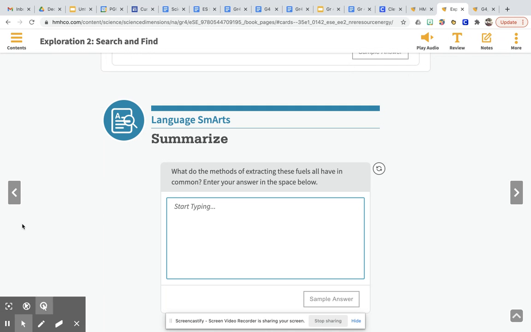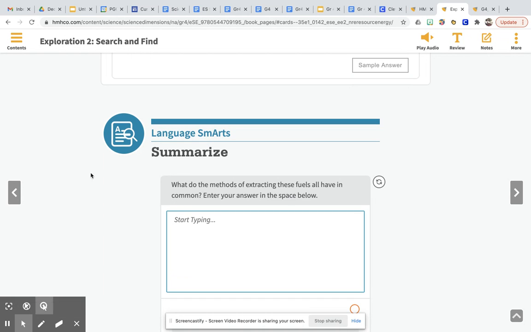And so here's the question I want you guys to think about now. What do the methods of extracting these fuels all have in common? When we looked at the different layers and we've talked about gathering these natural resources, I want you to pause and talk about what the methods of getting fuel have in common. So I'm curious to hear what you guys came up with.